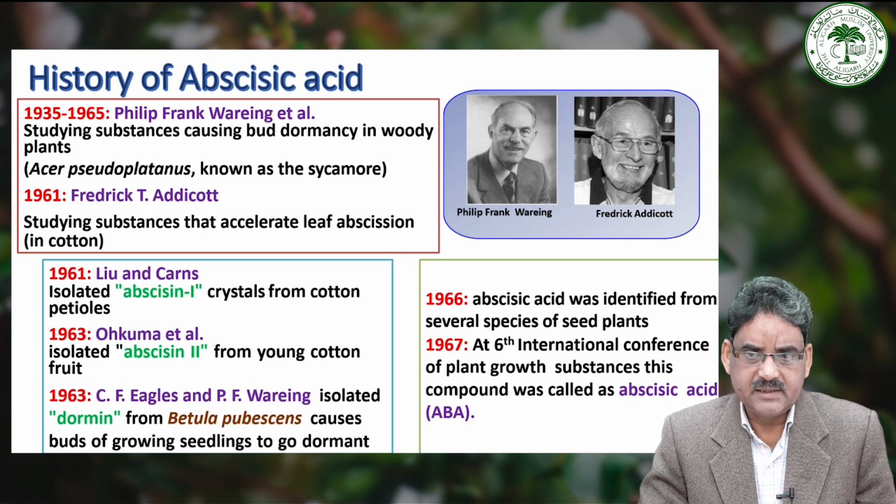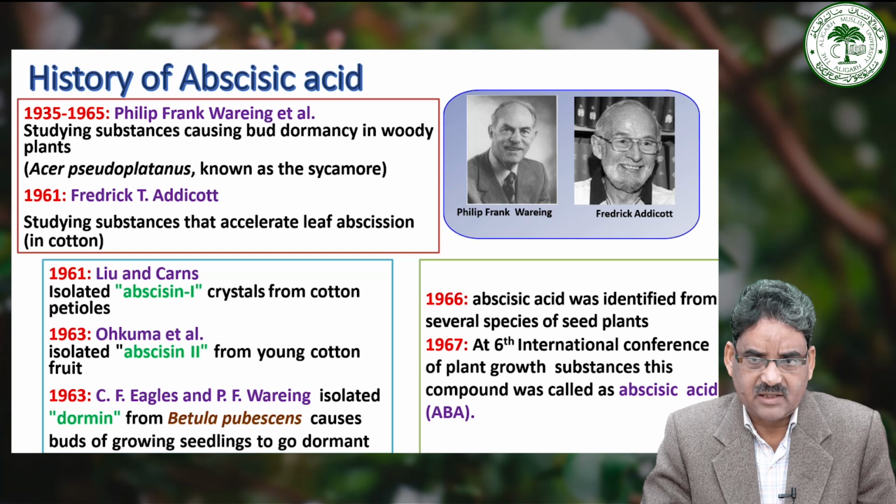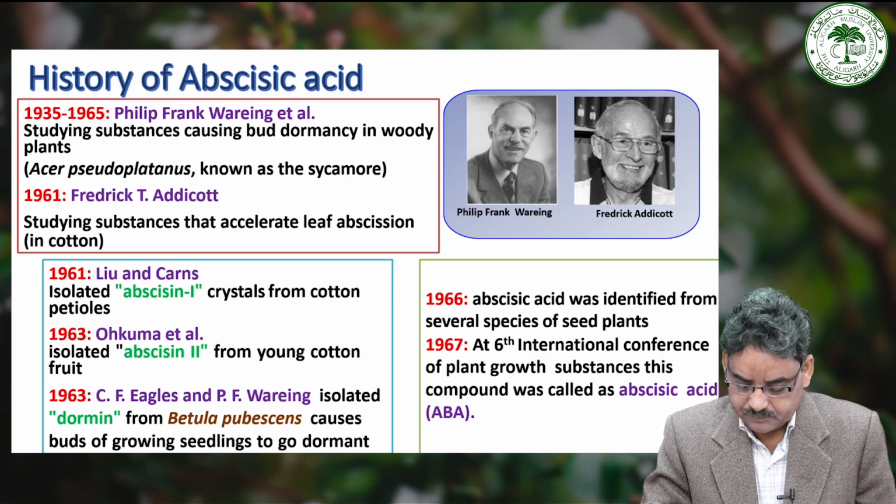In the year 1966, abscisic acid was successfully identified from several species of seed plants. Finally, the significance of this discovery was further underscored in 1967 during the 6th International Conference on Plant Growth Substances. At this influential conference, the compound was officially designated as abscisic acid, or ABA.